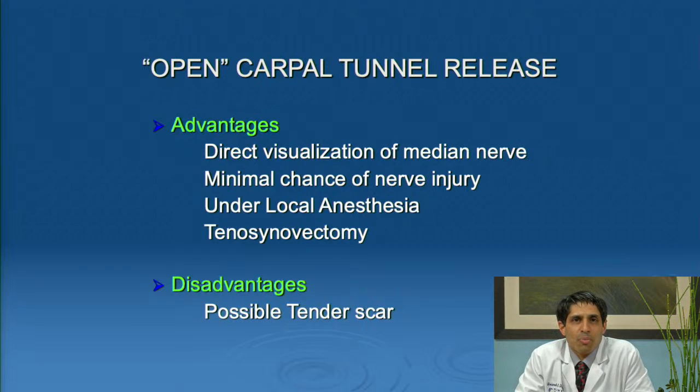For the open carpal tunnel release, or I do a mini open specifically, the advantages are that you can actually see the nerve well. There's minimal chance of nerve injury because you can see it. It can be done under local anesthesia, meaning we can do it under just a numbing block and no anesthesia whatsoever, i.e. no sedation, no general anesthesia. And you can do other things at the same time. If you need to clean out the tendons, you can do a tenosynovectomy. That's the idea, to address the tendons if they have any issues at that time.